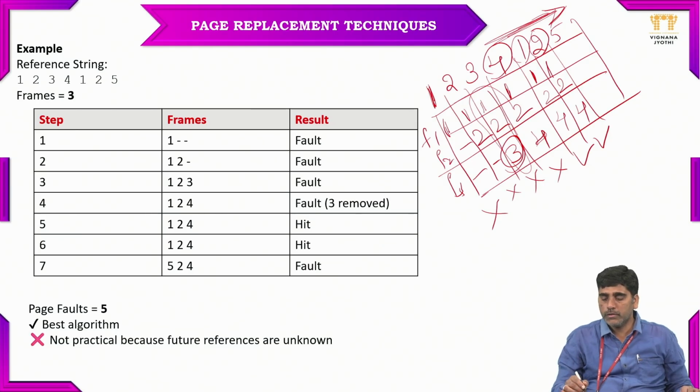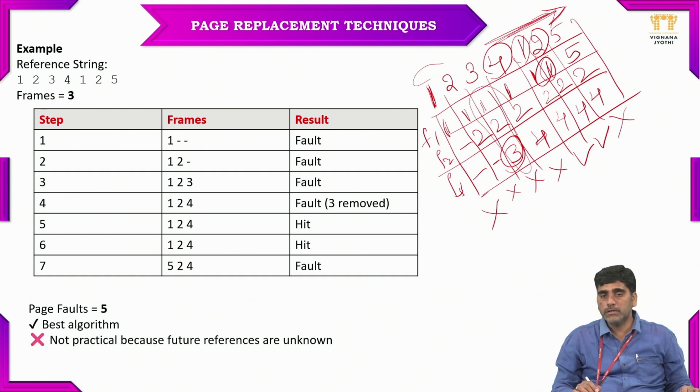And next we need to replace with the 5 page. So out of these 3 pages, which page will we not use for the longest period of time in the future? Is there any page available? If we look through the string, 1 is available, 2 is available, 3 is available, 4 is available, but next 1 is not available. So the page 1 is not available, so we can remove this 1 page and replace it with 5, right? 2 and 4 remain, page replacement done, page fault occurs.